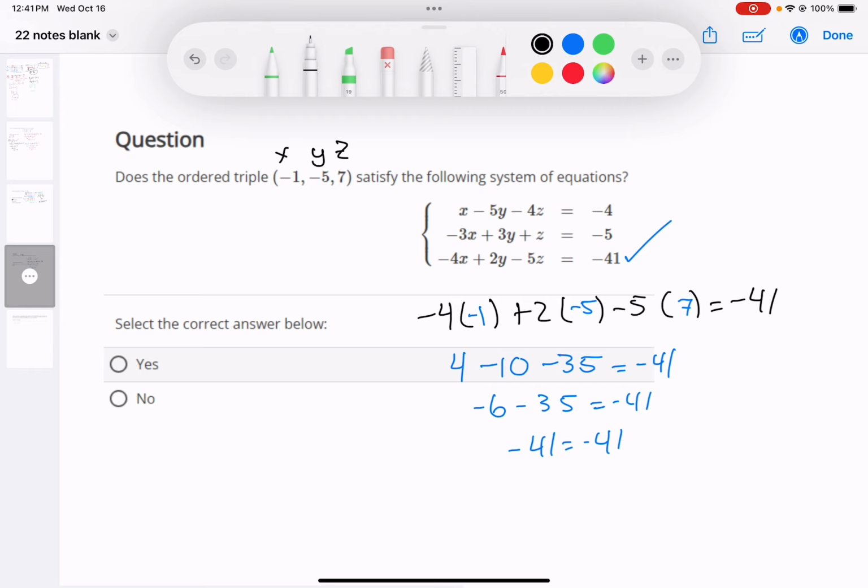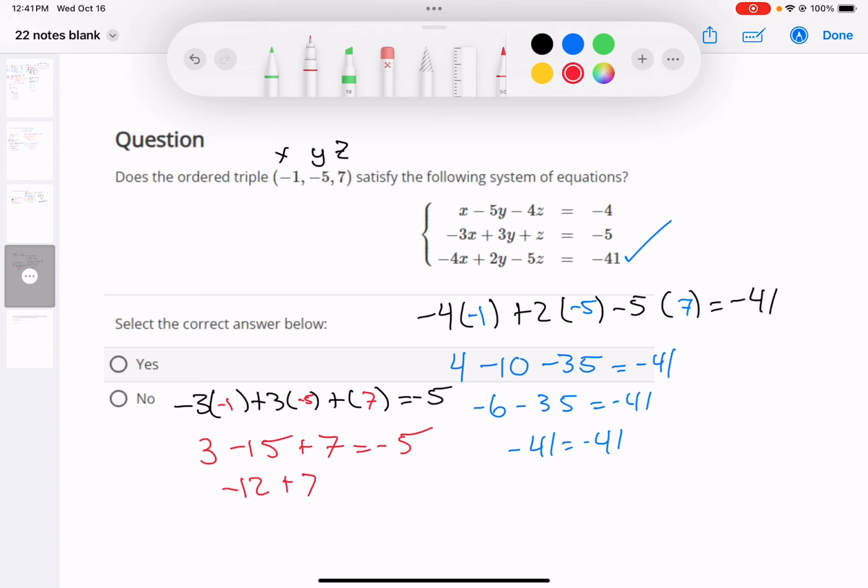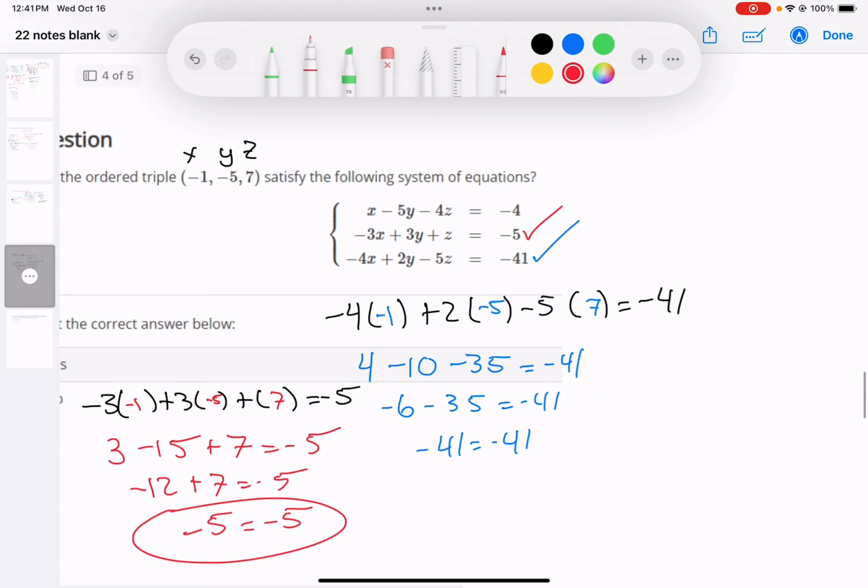So let's just go to the second one. Negative 3 plus 3, and then y plus z equals negative 5. Let's plug in again 1, negative 1, negative 5, and 7. So 3 minus 15 plus 7 equals negative 5. Gives me negative 12 plus 7 equals negative 5. Negative 5 is equal to negative 5. So this one holds true.